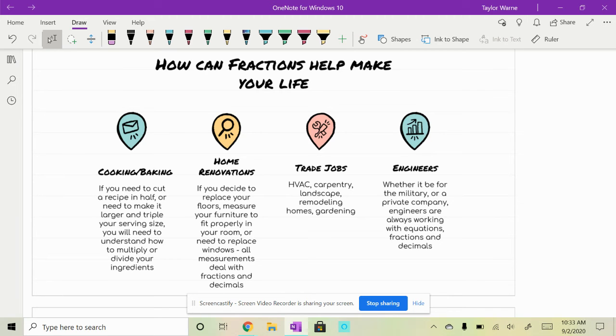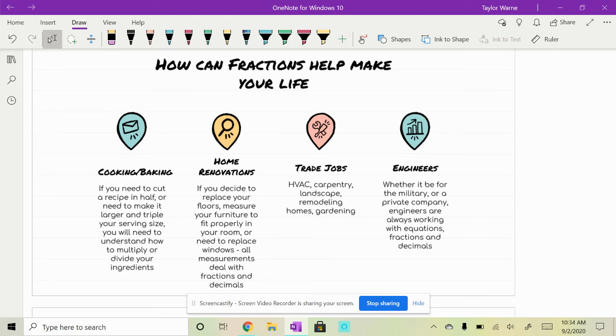Home renovations, which kind of also goes hand in hand with some trade jobs. If you decide to replace your flooring, you have to know what angles to cut your, let's say it's wood flooring or your carpet. You have to know how to do the square footage, measure your furniture properly to fit in your home. If you need to replace your windows, you need to know how to accurately measure them. And let me tell you, none of them are very easy numbers. They are all fractions, 7/8 of inches, etc.